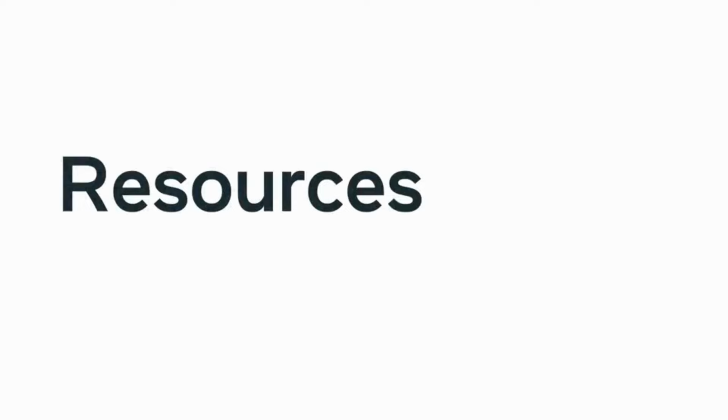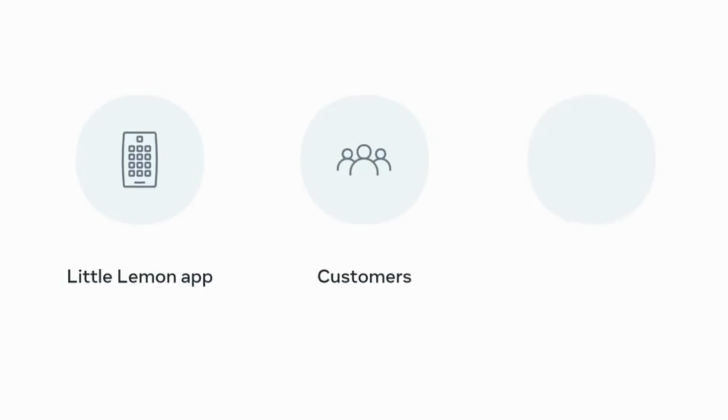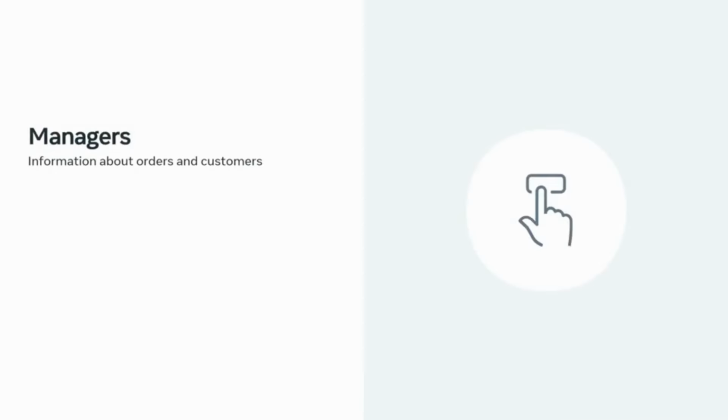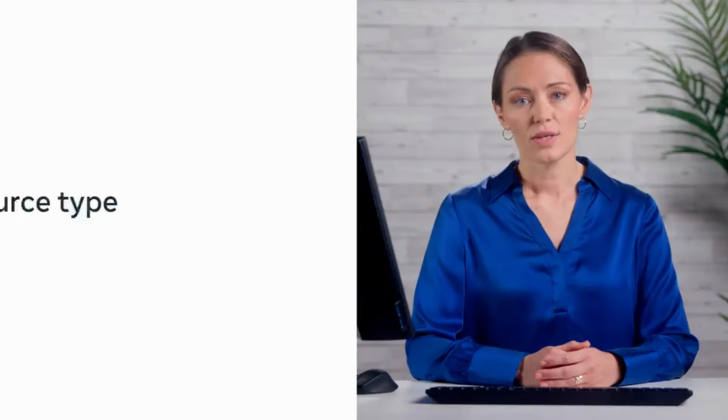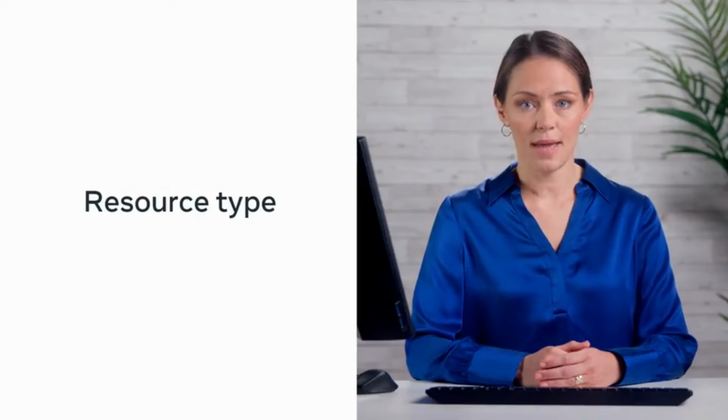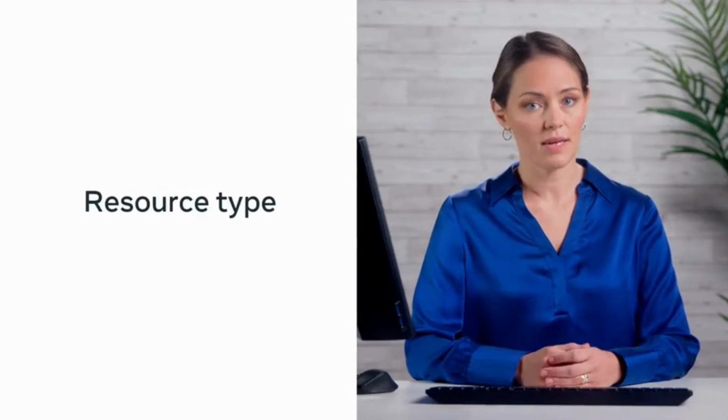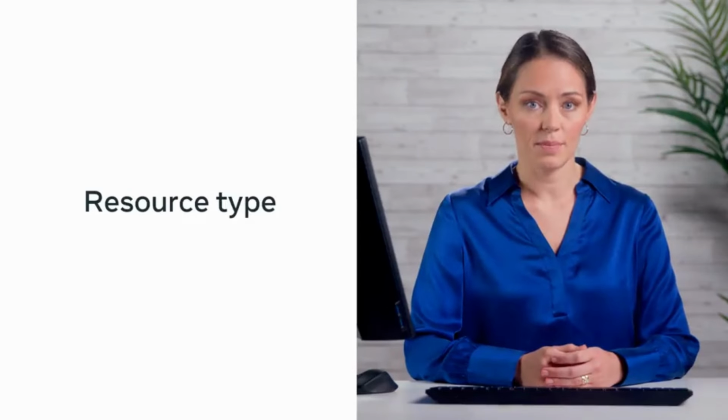Next, let's focus on resources. Resources are a core part of every REST API, so it's important for you to become familiar with how APIs present resources. Say the Little Lemon restaurant has a mobile app, which can be used by customers and managers. Managers can use the app to get information about orders and customers, while the customers use this app to browse the menu and place orders. To support this, the app uses different APIs to fetch data from the server, and in each case, the resource type will be different. Let's explore a few examples.